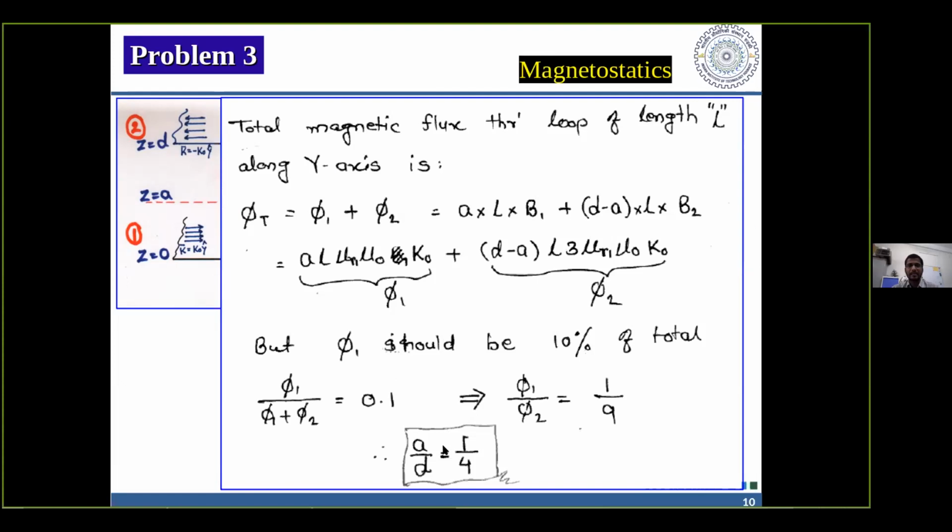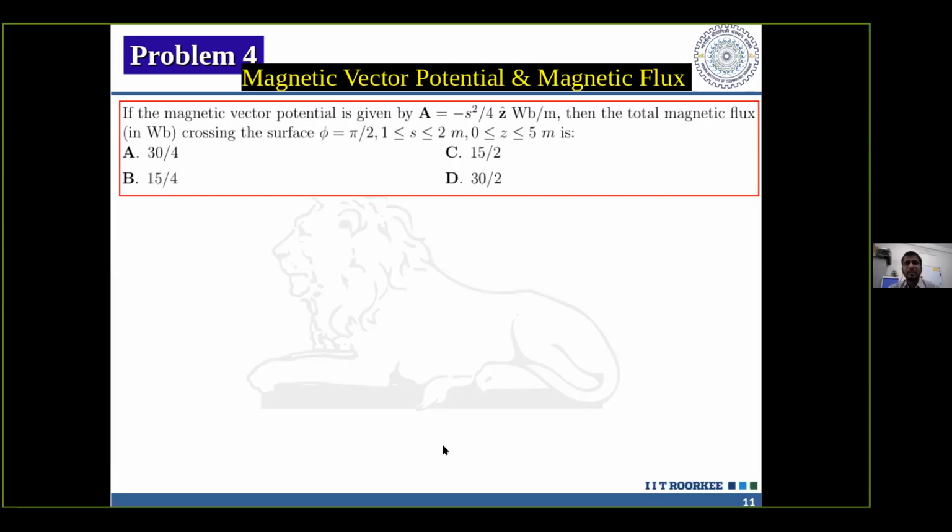Now this is finding magnetic vector potential. You will notice that I'm taking different types of problems: magnetic vector potential and magnetic flux. In this case, the magnetic vector potential is given, which is A equals minus S squared over 4 Z cap. Immediately you must realize that this is a problem in the cylindrical coordinate system. And the total magnetic flux is asked, which is crossing this area.